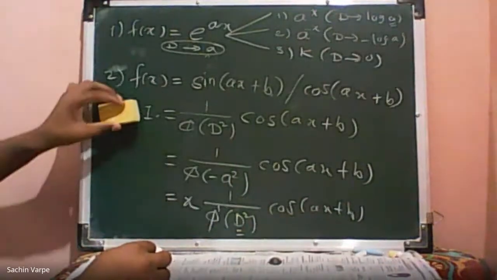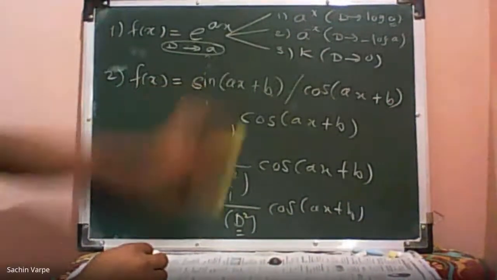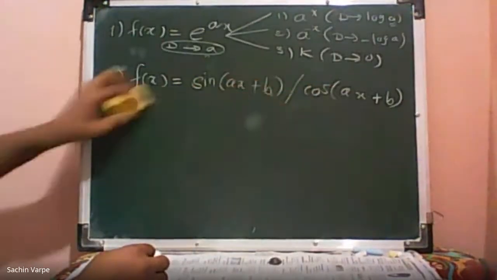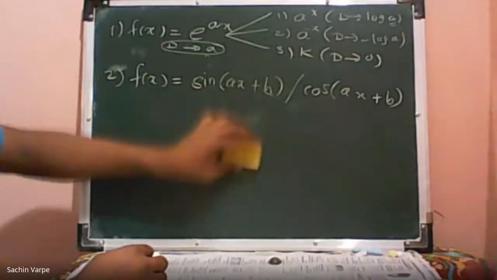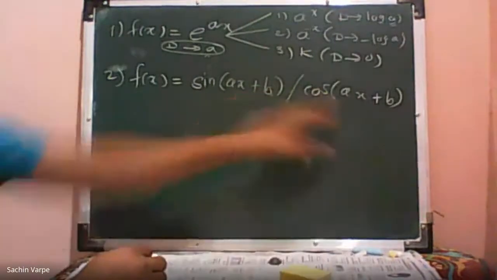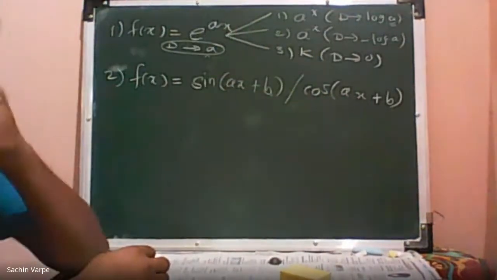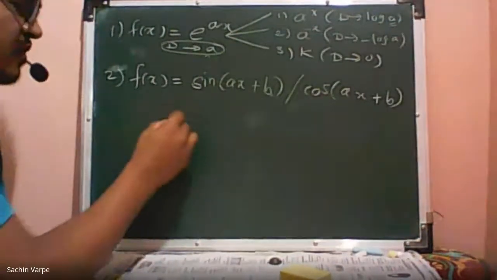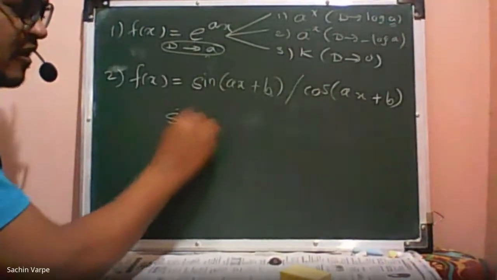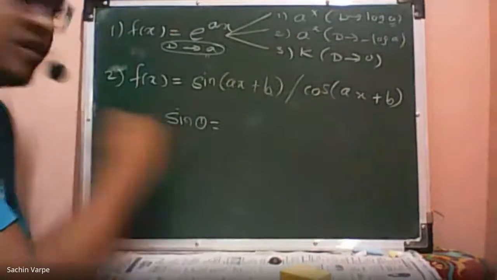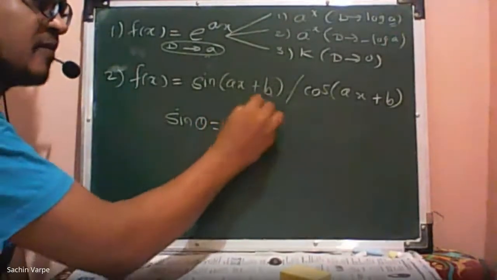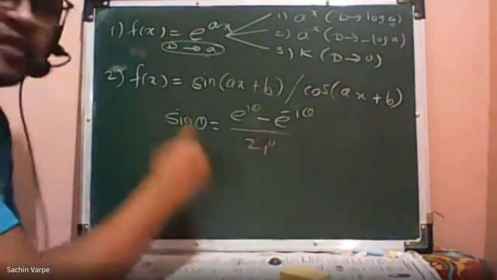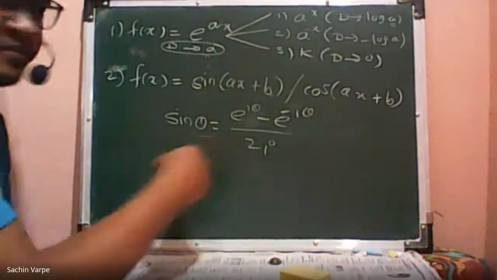Then we have discussed the next case, that is not actually a particular case, because it can be expressed in terms of exponential function. Even this also can be expressed in terms of exponential function, isn't it? And we can solve it. Like, sine of theta is what? What is the formula of sine theta? E raised to i theta minus e raised to minus i theta upon 2i. That will be in terms of complex, isn't it?